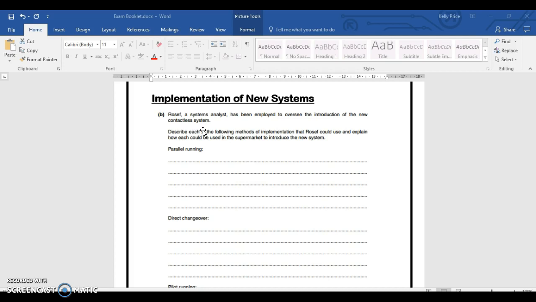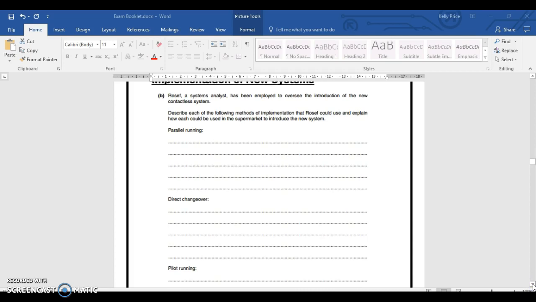Now, there's three types of systems. There's parallel running, direct changeover, and pilot running. Now, what you've got to remember with supermarkets and any type of shop, offices, there's always going to be more than one building. Okay, sometimes they say shops, sometimes they say stores. Okay, stores are basically different places. So imagine these supermarkets to be Mercadona or Hipercor. And as you know, there are loads and loads of stores or branches or shops or whatever they want to call them.